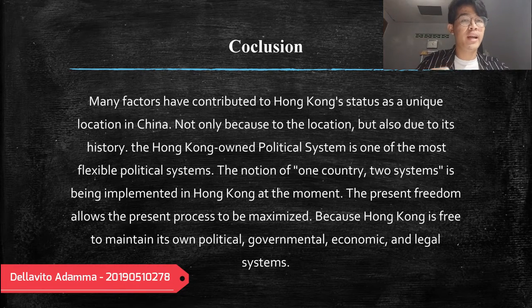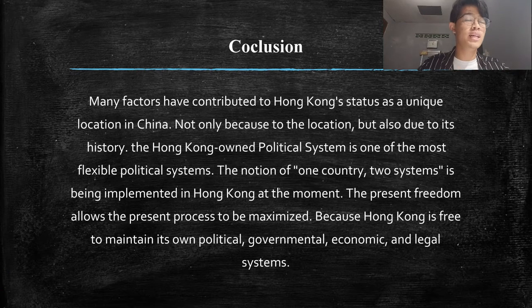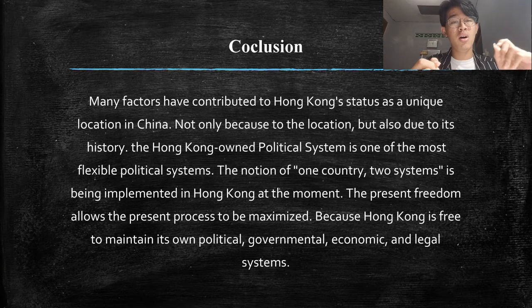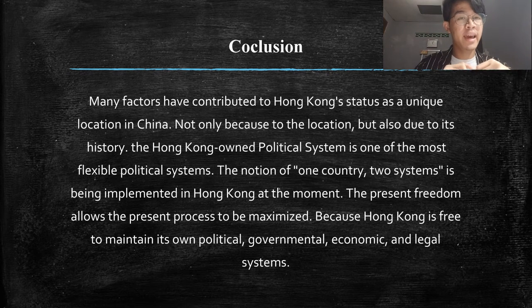Okay, so it's right here, and I want to explain our group conclusion about Hong Kong. So what is Hong Kong actually? Hong Kong is a special administrative area located on the south coast of China. Hong Kong has a nice economy and a strategically important territory.